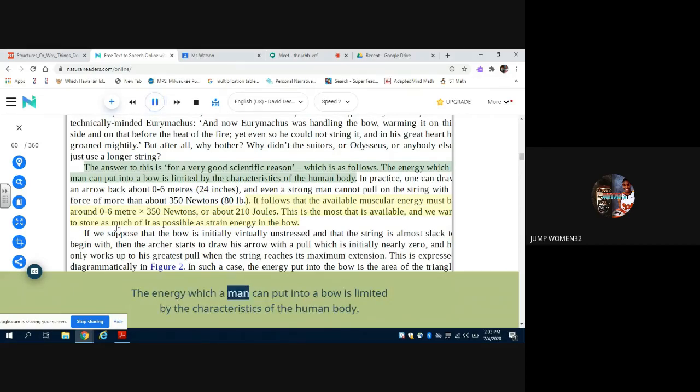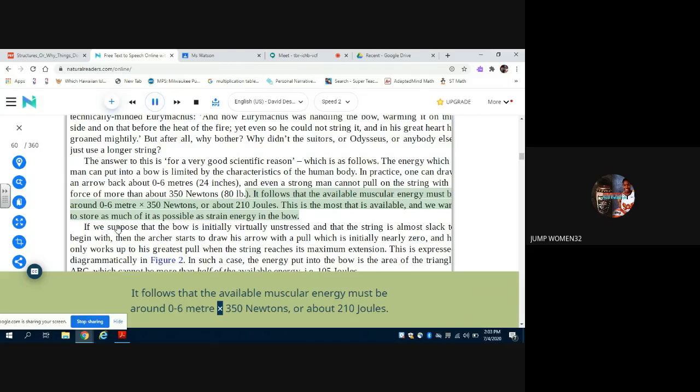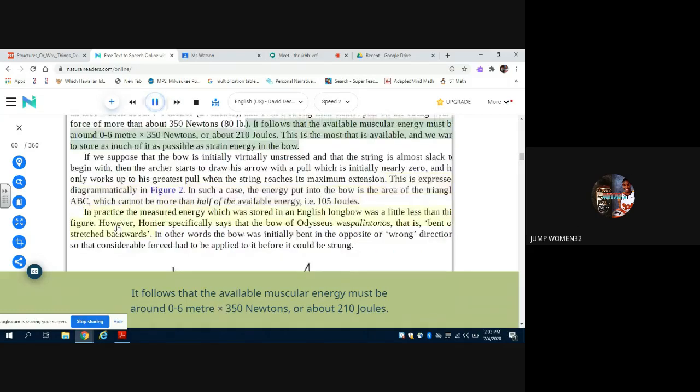The energy which a man can put into a bow is limited by the characteristics of the human body. In practice, one can draw an arrow back about 0.6 meters, 24 inches, and even a strong man cannot pull on the string with a force of more than about 350 newtons, 80 pounds. It follows that the available muscular energy must be around 0.6 meter times 350 newtons, or about 210 joules. This is the most that is available, and we want to store as much of it as possible as strain energy in the bow.